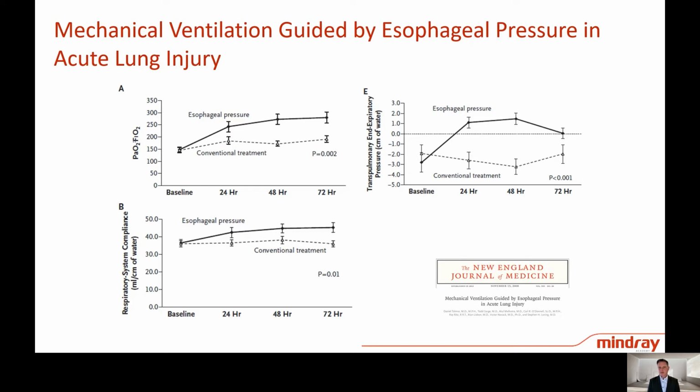As you can see on the right-hand side, the goal was to achieve a positive esophageal or transpulmonary pressure at end expiration, whereas in the control group, the end expiratory transpulmonary pressures were quite often slightly negative. Negative end expiratory transpulmonary pressures are leading to de-recruitment of parts of the lung and maybe cyclic collapse.